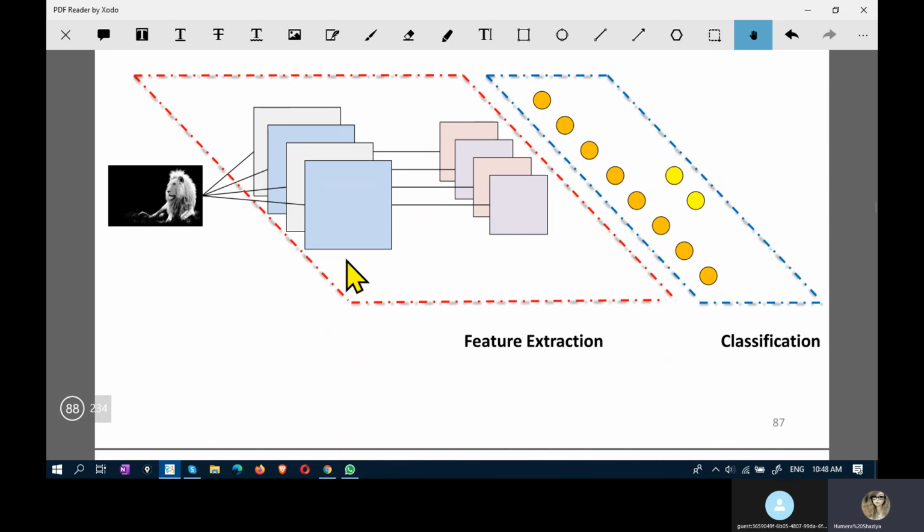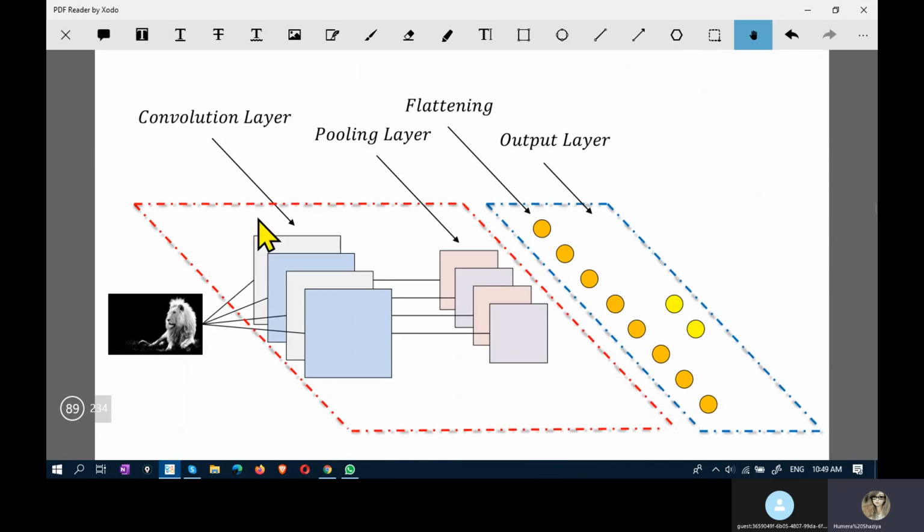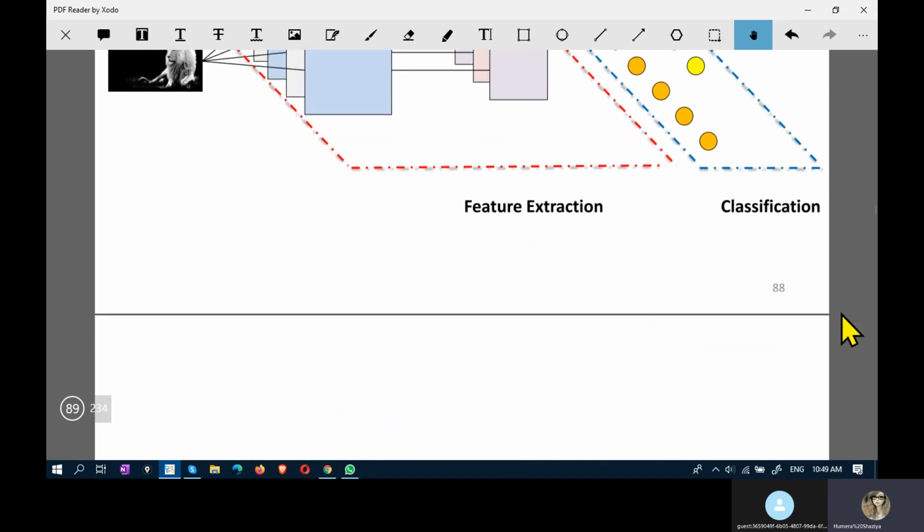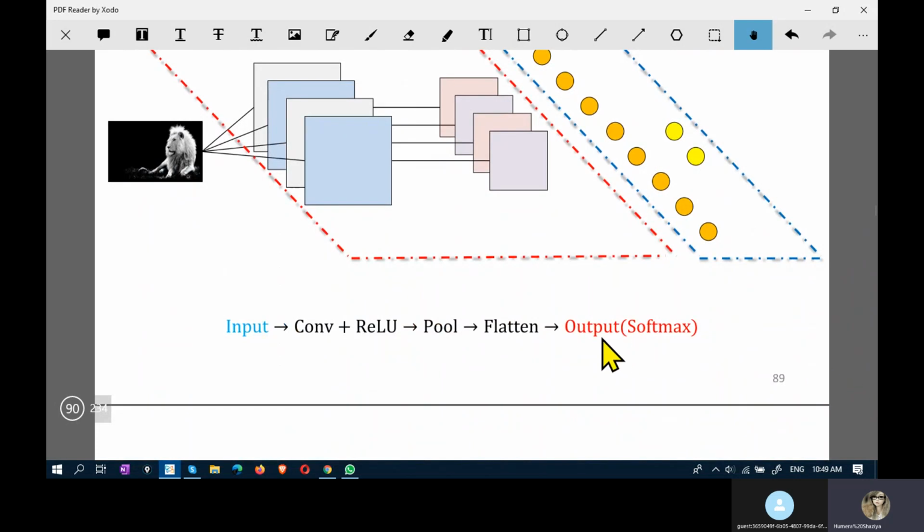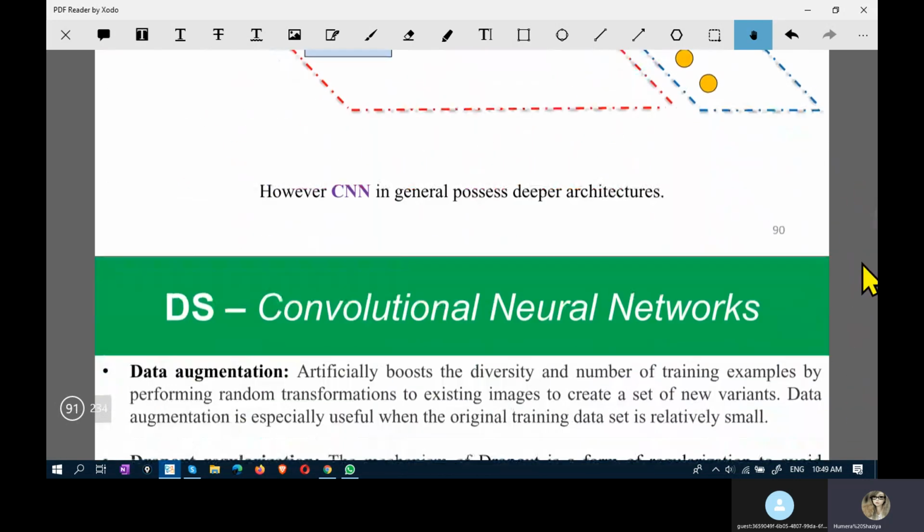This red block denotes convolutional and pooling layers, which are meant to extract features. Additionally, you have a fully connected network or dense layers that perform the classification operation. Once features are identified, to which class that image belongs is decided in this section. And you can see here convolutional layer, pooling layer. Here after flattening you get this, and this is the output layer. The output layer has a softmax activation.